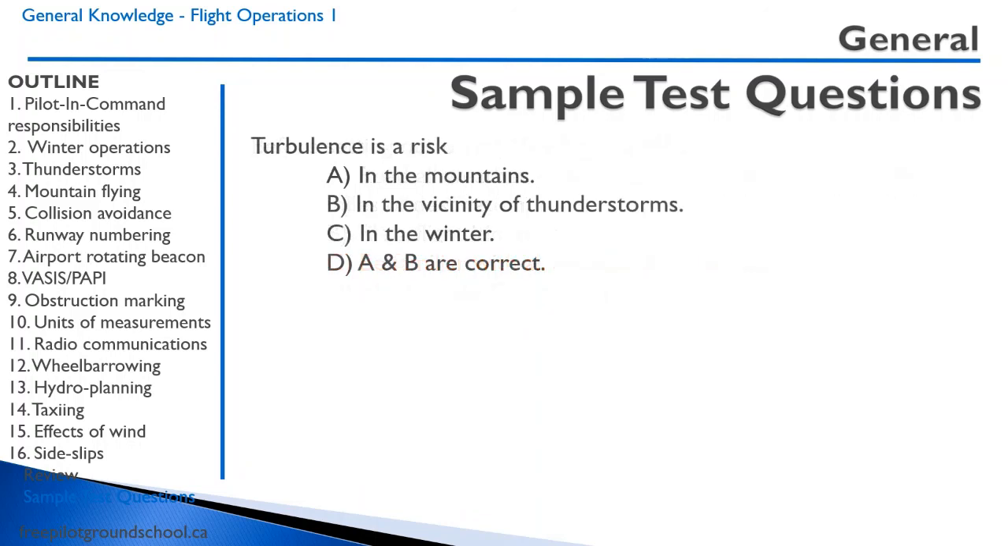I think we've covered this in this lesson. Turbulence is a risk in the mountains, in the vicinity of thunderstorms, in the winter. D, A and B are correct. Well, we know it's the mountains. We know it's thunderstorms. A and B are correct.